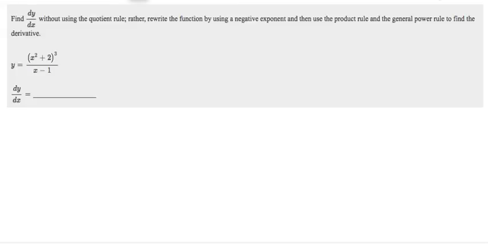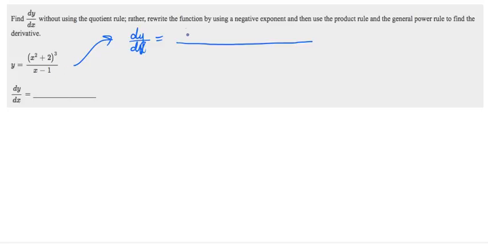In this problem, we want to find dy/dx using the quotient rule, because this is a fraction. So we're just going to start with that and then see where this problem takes us. Using the quotient rule, the derivative dy/dx is equal to, if you use the little memory device, low d high minus high d low over low.